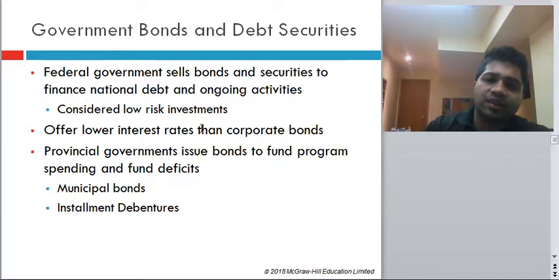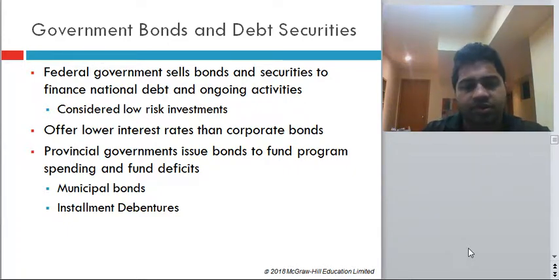These offer lower interest rates than corporate bonds. Provincial governments issue bonds to fund program spending and fund deficits. These are called municipal or installment debentures. Key things: government bonds are generally safer, and they pay lower interest than corporate bonds. You can get a federal debt, or a federal bond, or a provincial or a municipal bond.